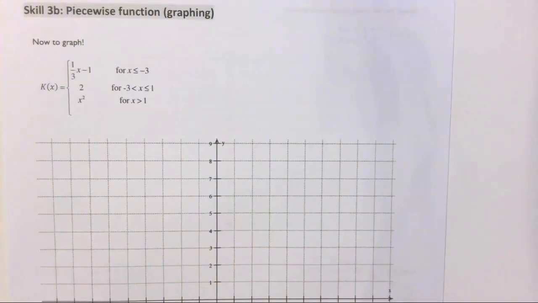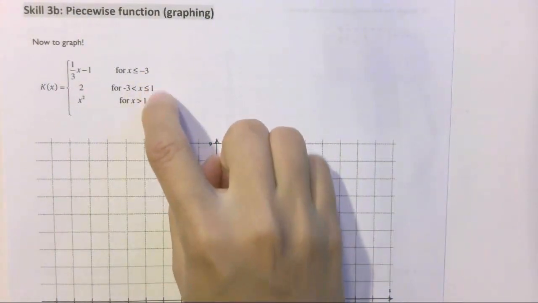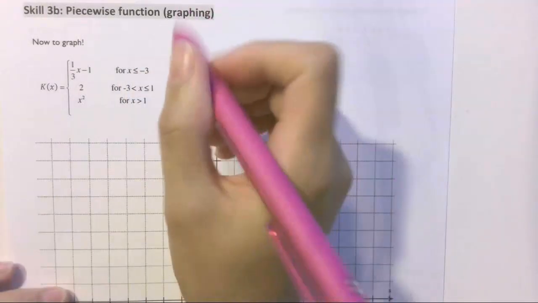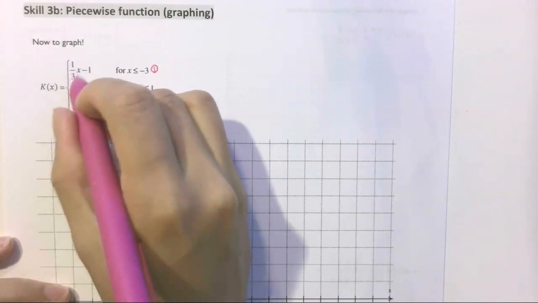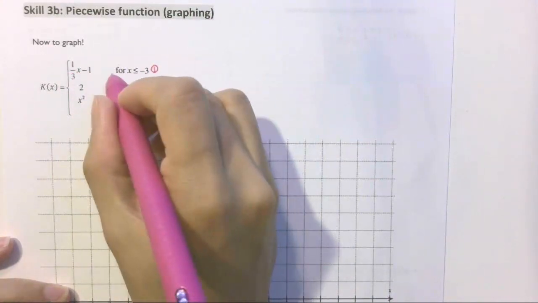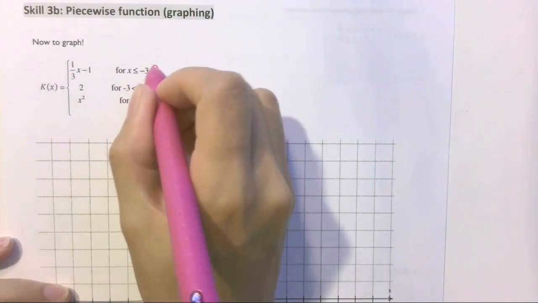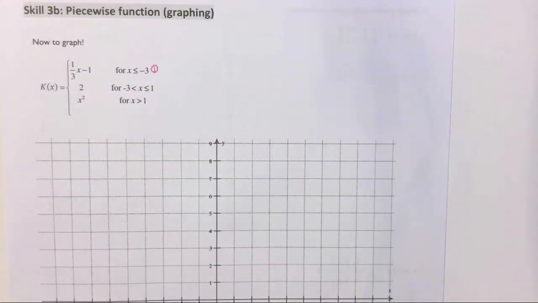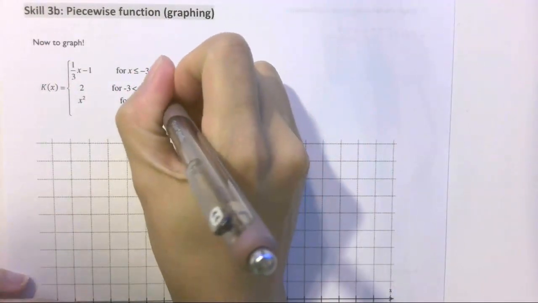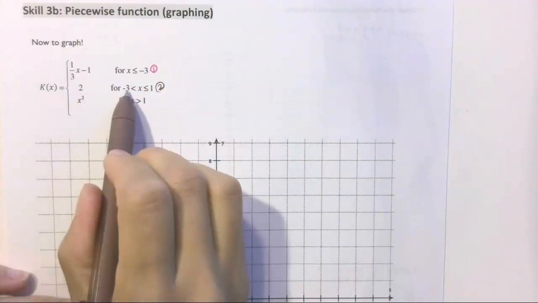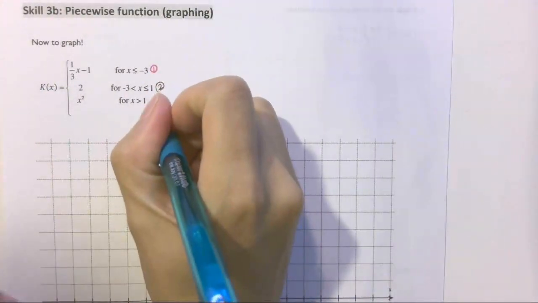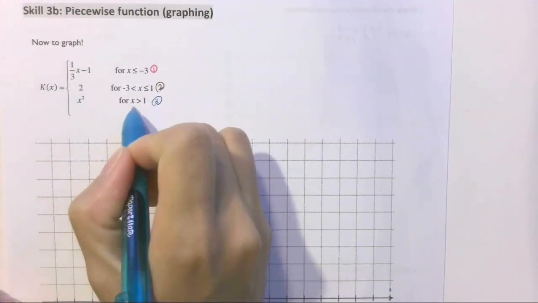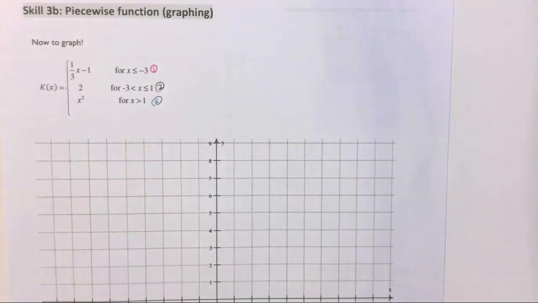So this is a piecewise function. How do I know it? Well, there are three things going on. I'm just going to use my colors because I love color. First I'm going to graph 1/3 x minus 1 for x is less than or equal to -3 using the pink color. And then my second piece will be y is equal to 2 for x between -3 and 1. And the last piece will be y is equal to x squared for x is greater than 1.